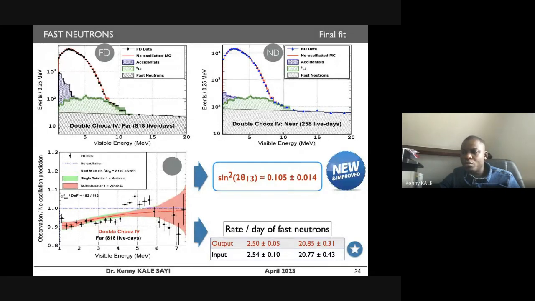So neutrinos from nuclear power plants also oscillate, meaning they also change flavor. Thanks to this, we are able to calculate the amplitude of this oscillation. The amplitude is given by this function, which is sine square of the θ13 angle, which is the angle that I showed you when I showed you the parameters of the matrix.